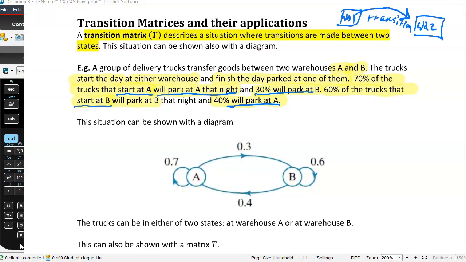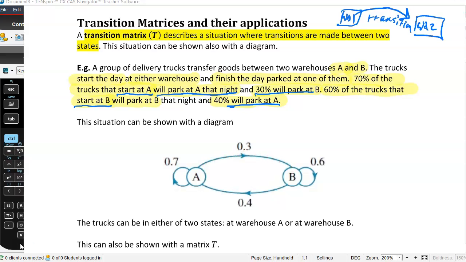So this is warehouse A. So 70%, 0.7 as a decimal, started at A and end at A, and that's what that little loop there is saying. Okay, 70% start at A, end at A. 30% that start at A will end at B. And that's what that line is showing there with the little arrow.